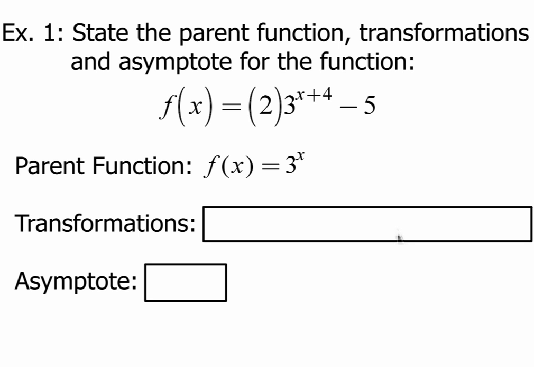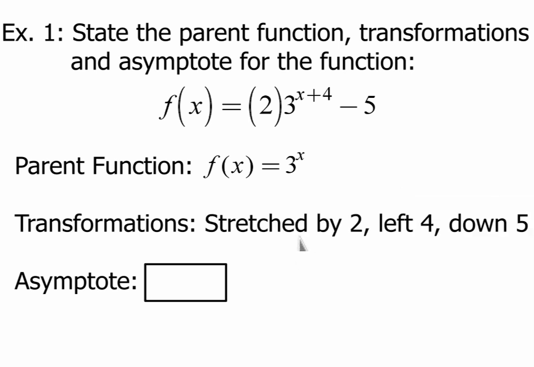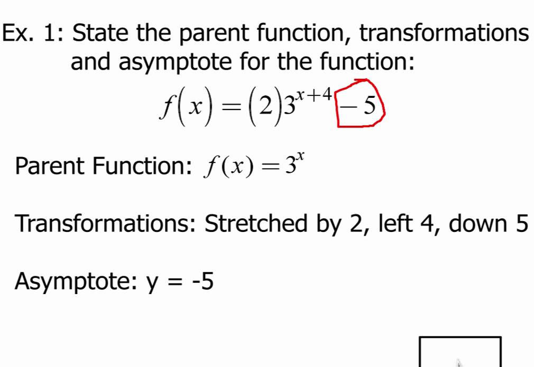Our transformations are that it is stretched by 2. That's what this 2 tells us. This x plus 4 means that it's moved left 4. And my minus 5 on the outside means that it's moved down 5. And remember, the asymptote is given by the k value out here. So our asymptote is going to be at y equals negative 5.